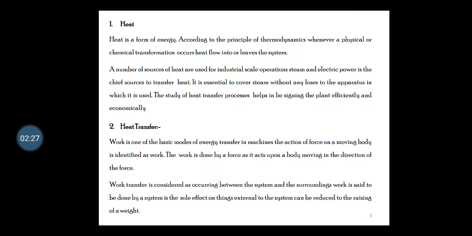First of all, we should know what heat actually is. Heat is a form of energy. According to the principle of thermodynamics, whenever a physical or chemical transformation occurs, heat flows into or leaves the system. A number of sources of heat are used for industrial scale operations. Steam and electric power are the chief sources to transfer heat. It is essential to convey steam without any losses to the apparatus in which it is used. The study of heat transfer processes helps in designing the plant efficiently and economically.